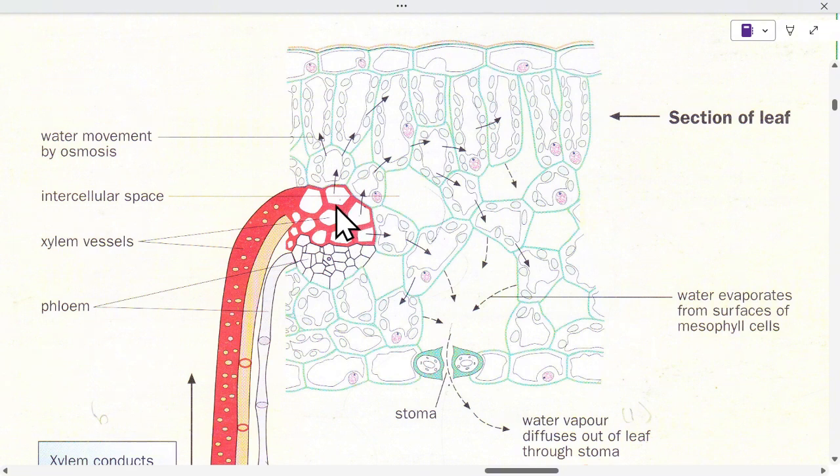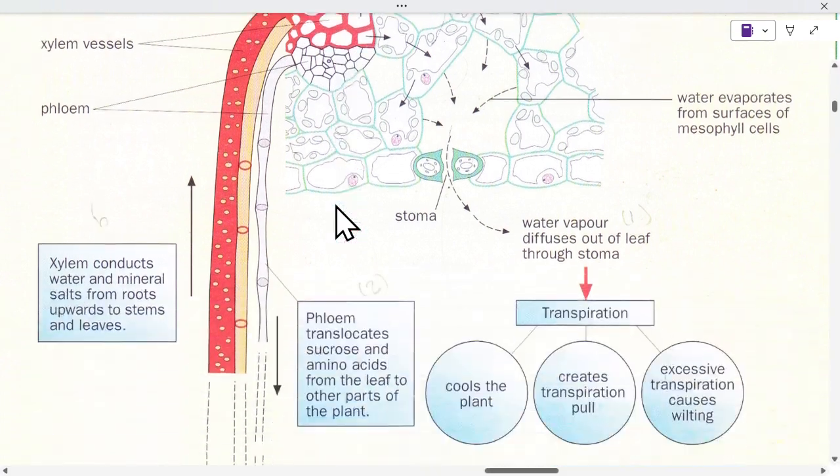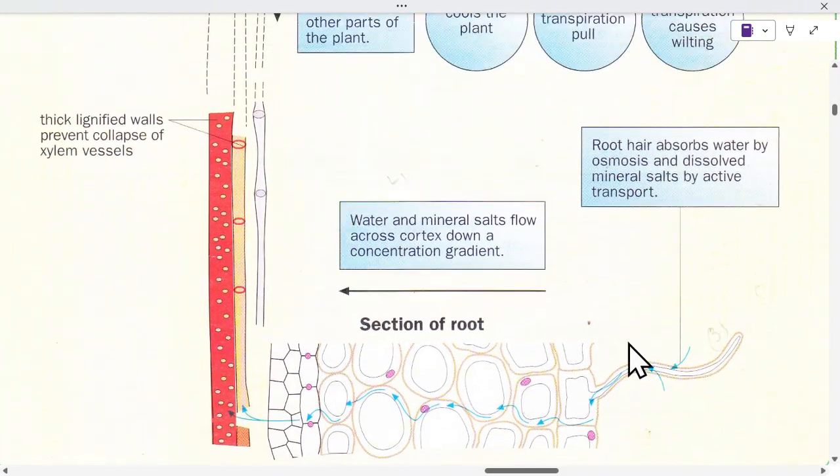Now let's see the movement of water. In the root, you can see the movement of water is shown by blue arrows. The water is entering from the soil into the root. Root hair absorbs water by osmosis and dissolved mineral salts by active transport. Active transport I have discussed. That is, plant cells use energy to move substances against the concentration gradient.